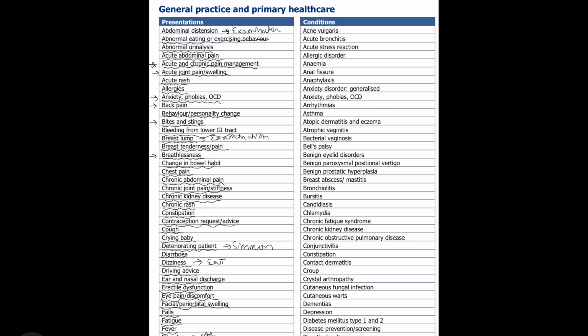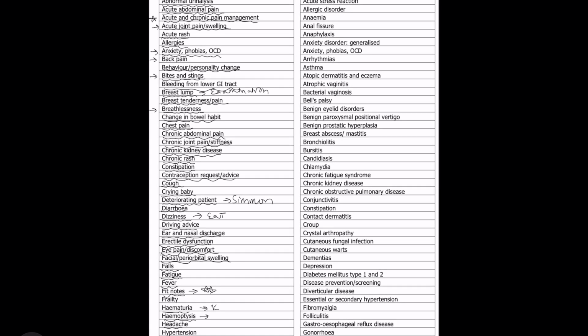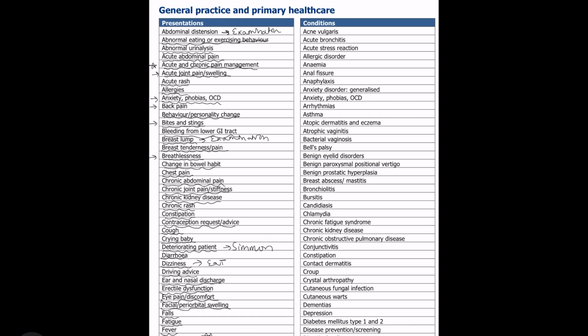Now, hematuria usually involves kidney disease, and hemoptysis usually involves COPD or lung cancer. Headaches, we have discussed. Hypertension, we have discussed. Infant feeding problems, we have discussed. Loss of libido and low mood, these are all psychological problems.